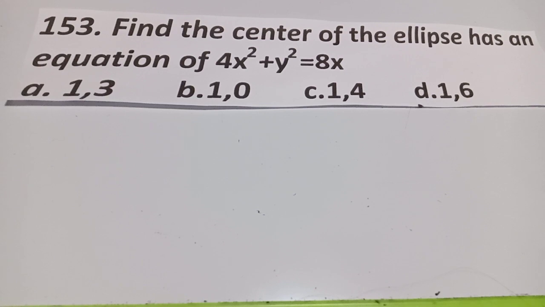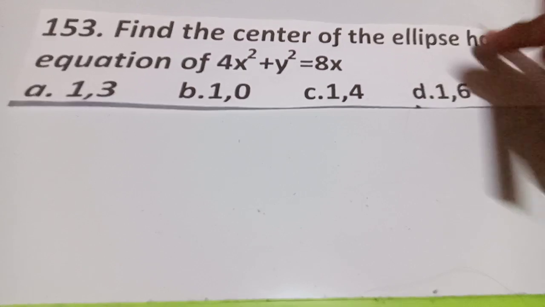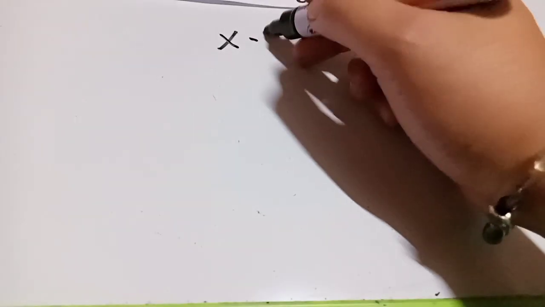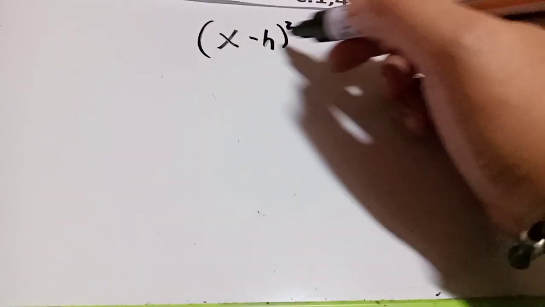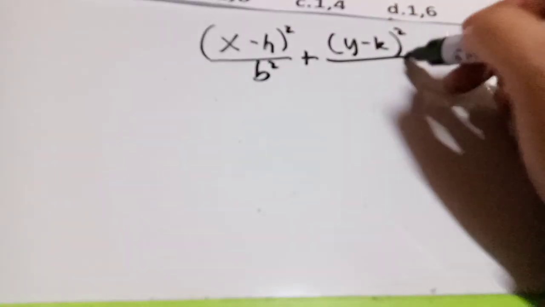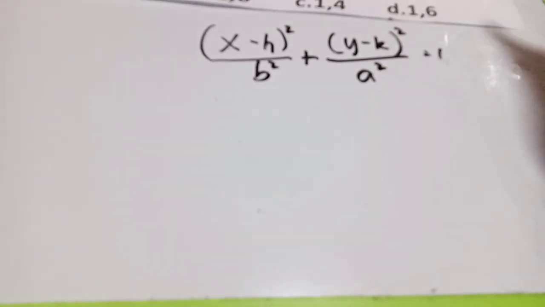Find the center of the ellipse that has an equation of 4x squared plus y squared is equal to 8x. So, first, we know that the formula for the ellipse, if the center is at h and k, there is a major axis parallel to the y-axis. So, we know that the formula for the h and k, we have x minus h squared over b squared plus y minus k squared over a squared is equal to 1.